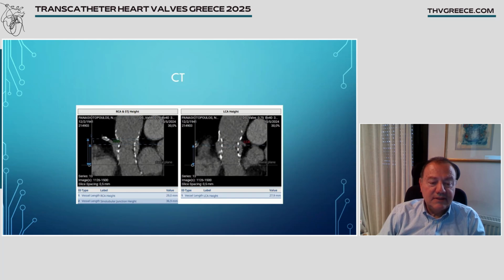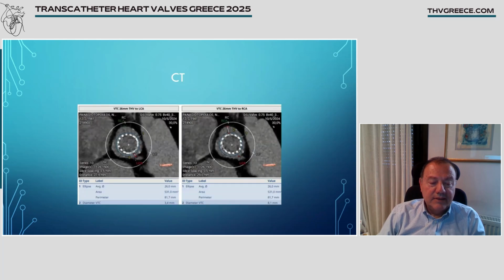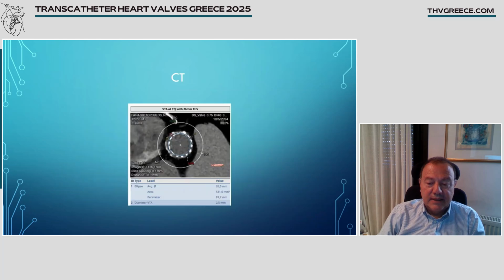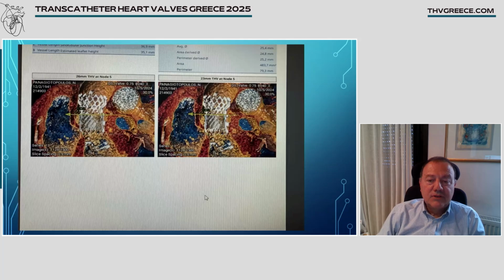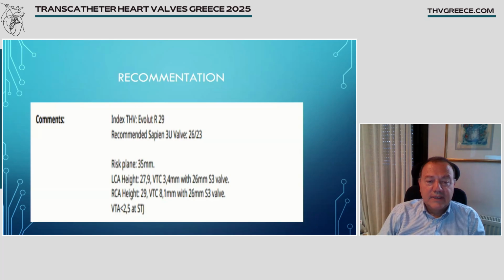We did the measurements of the height of the right and left coronary arteries, and we calculated the VTC of the left at 3.4 and of the right at 8.1. The VTA was 2.5. So we decided not to protect the coronaries, and at the simulation we decided to put the valve at node 5. So the index procedure was to put a Sapien S3 26 at node 5.